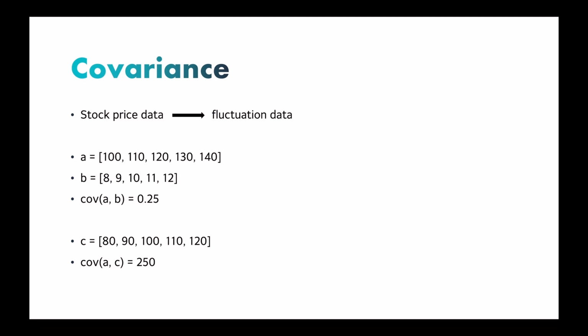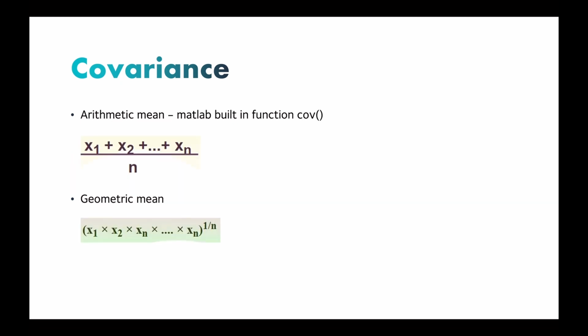To use the fluctuation as the input data, we divided the stock price data into 10-day intervals and used the average 10-day rate of change as one data point. The calculation of covariance can be done in 2 ways. The first method is using the MATLAB built-in function cov, which uses the arithmetic mean. But we used a second method, which uses the geometric mean to get a more accurate result.